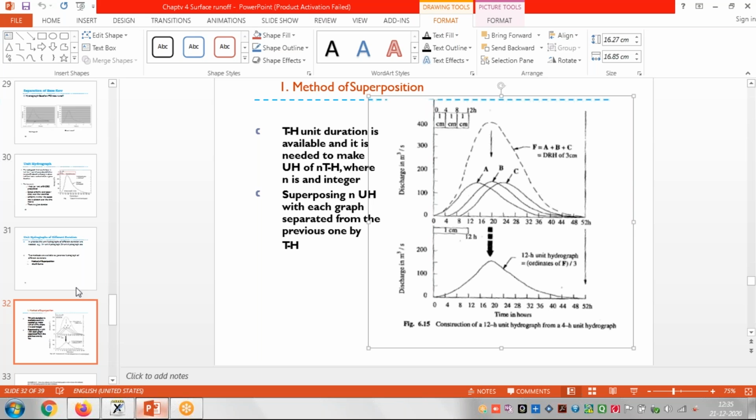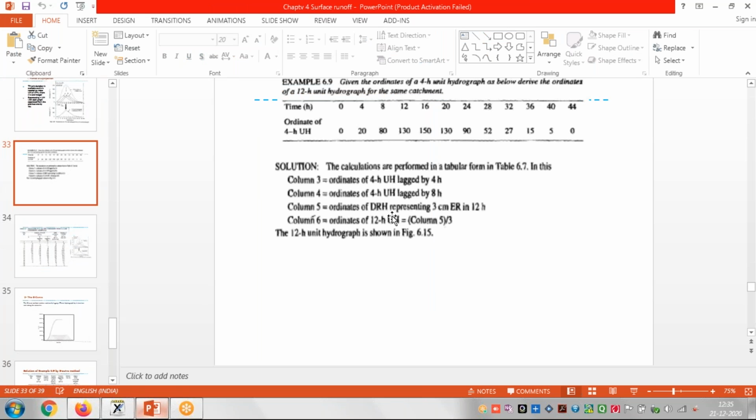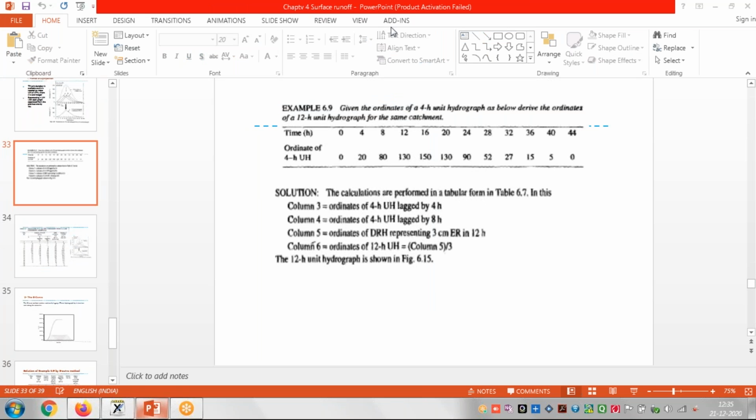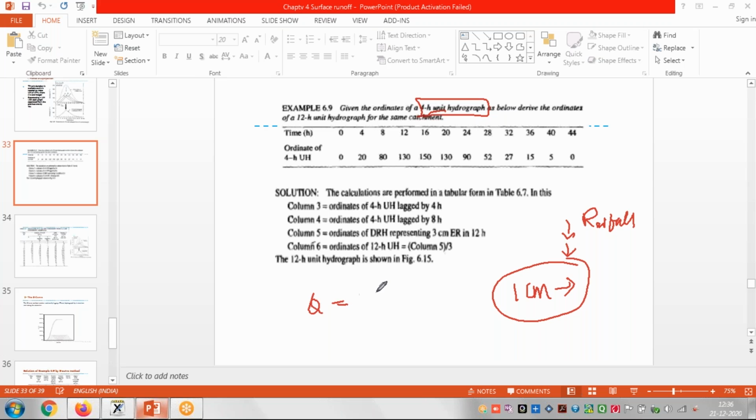Now once it is clear, here one numerical is given. See what the numerical is saying: given the ordinates of a 4 hour unit hydrograph, what does it mean? It means 1 centimeter rainfall occurred, and due to it the discharge Q is calculated after every 4 hour interval. First it is 0, then 4, then 8, then 12, then 16, then 20, right? This Q is calculated after 4 hour. That's why it is called a 4 hour unit hydrograph.